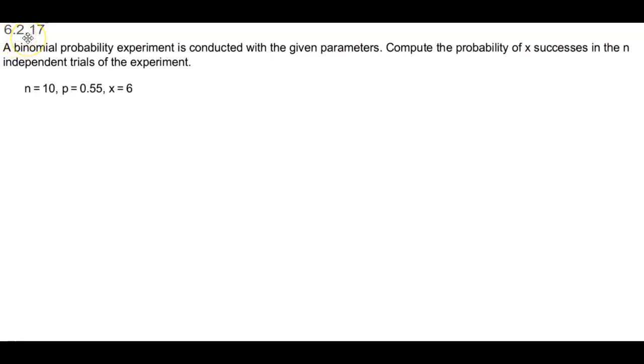Section 6.2.17. A binomial probability experiment is conducted with the given parameters. We're going to compute the probability of X successes in the n independent trials of the experiment, where n is equal to 10, the probability is equal to 0.55, and X is equal to 6.